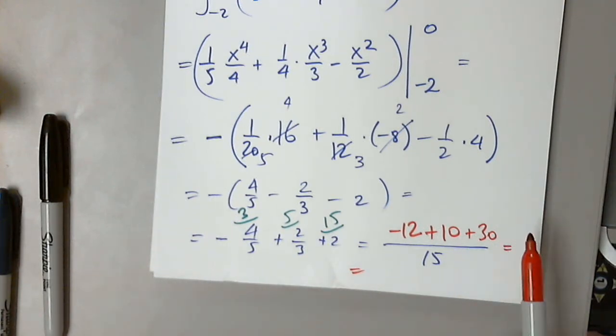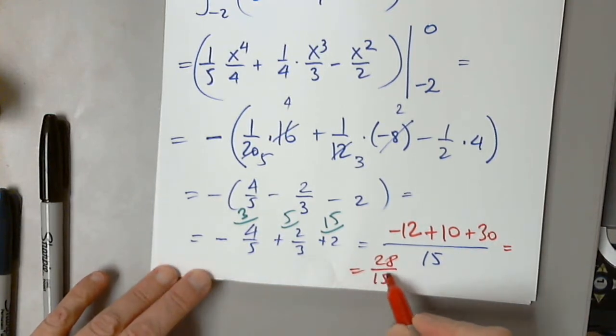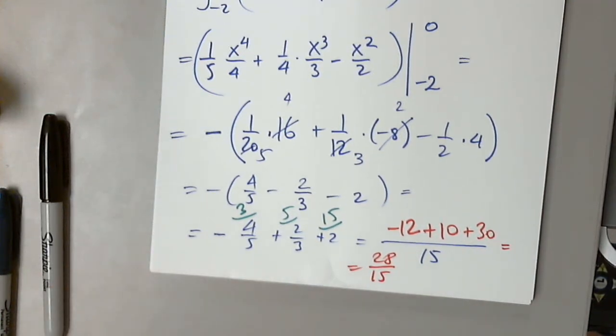So this is -2, 30 minus 2 is 28, so I have 28 divided by 15. And I cannot simplify it any further. Is this okay? Any questions?